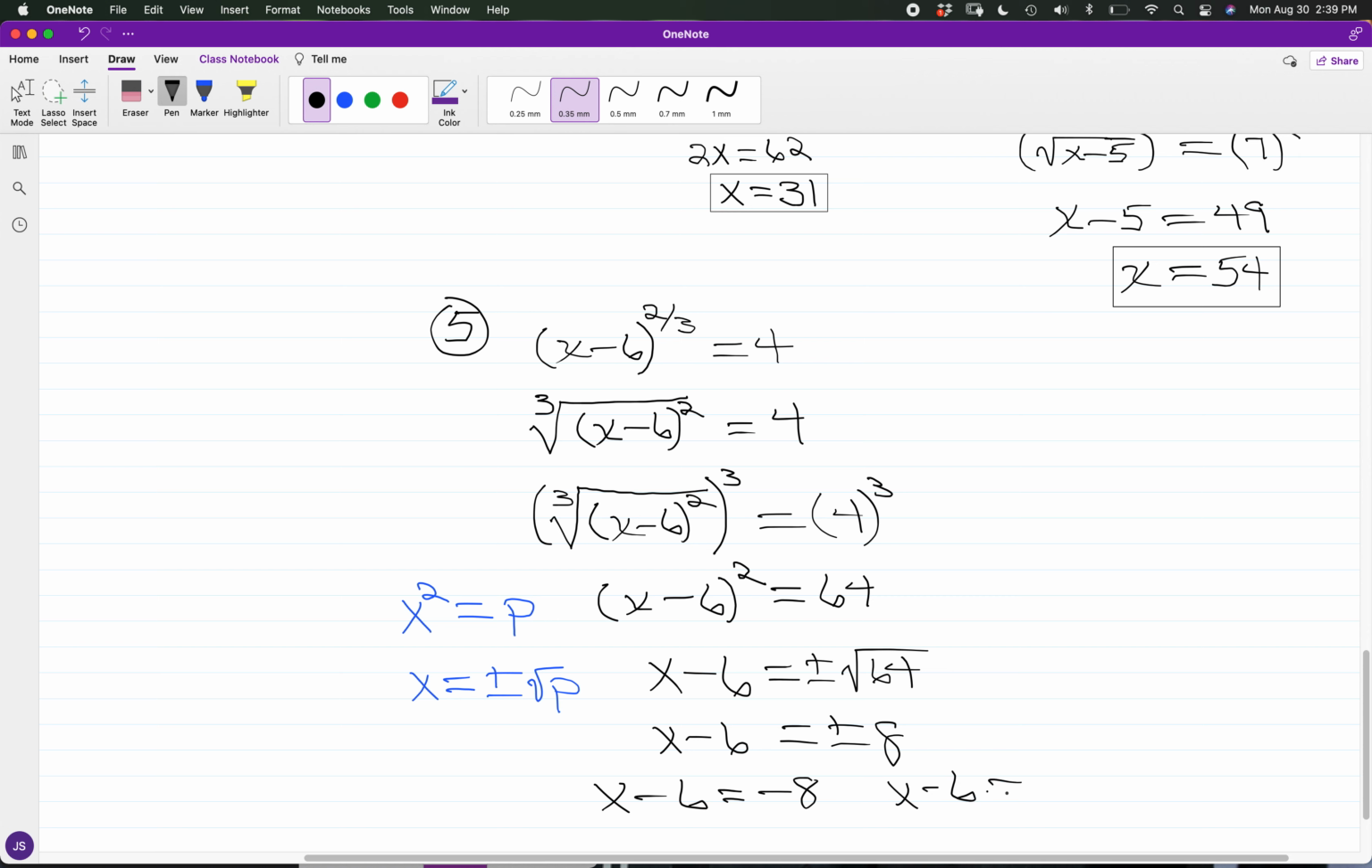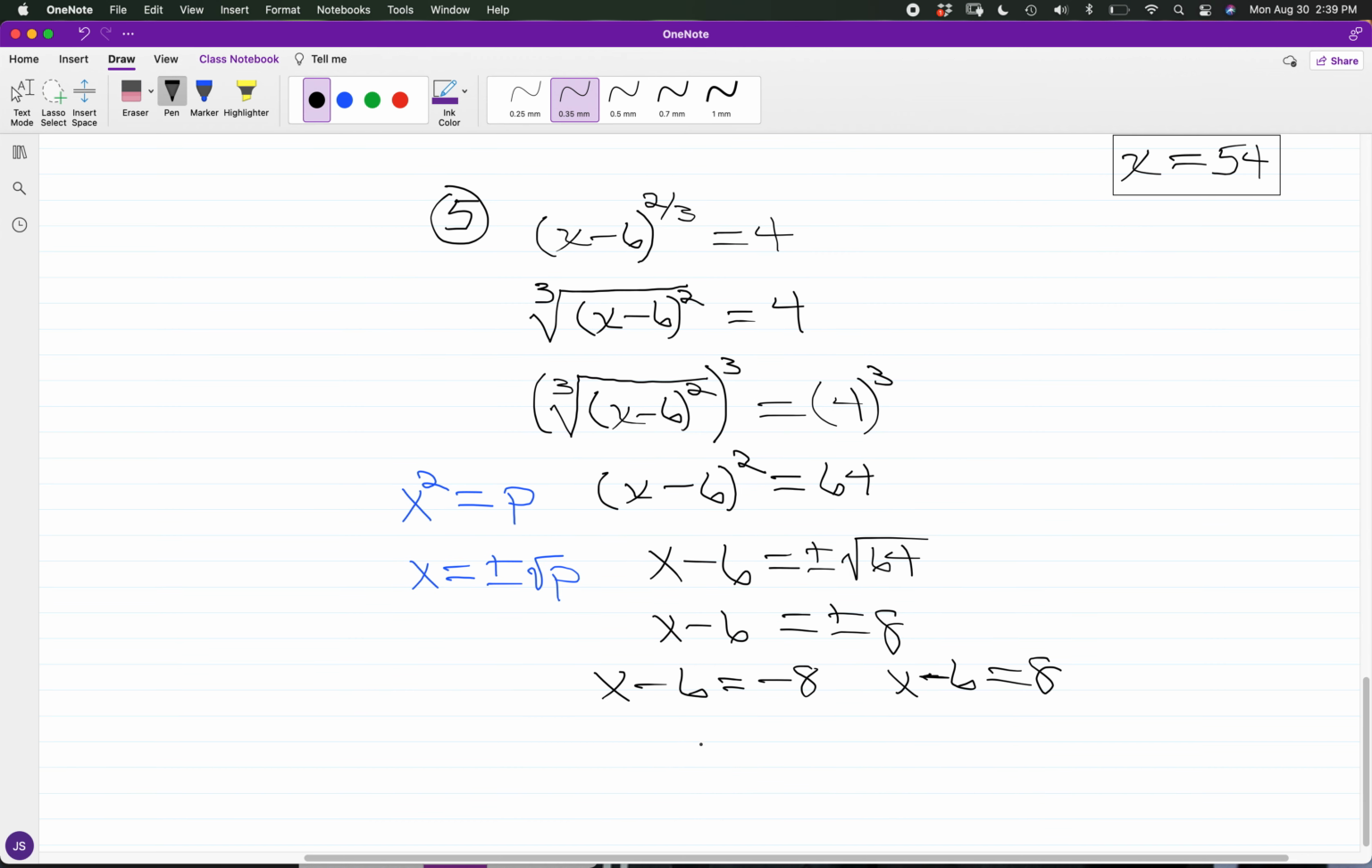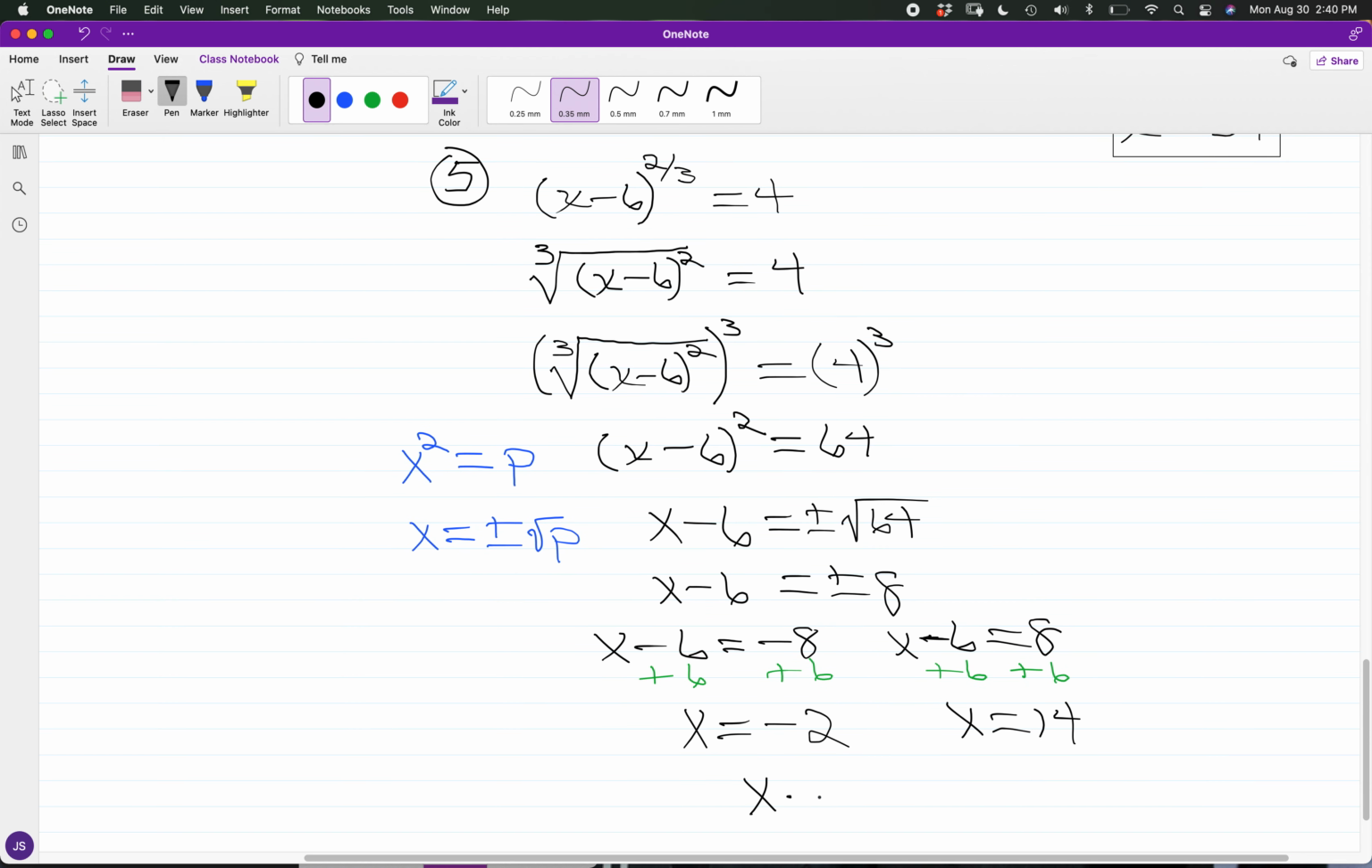And just setting up simultaneous equations where I have x minus 6 equal to -8, and also x minus 6 equal to +8. If I look at adding 6 to both sides, we want to have two distinct outcomes. Here we have negative 8 plus 6 is negative 2. For x minus 6 equal to 8, we have x equal to 14. And those will be our two results here, negative 2 and positive 14.